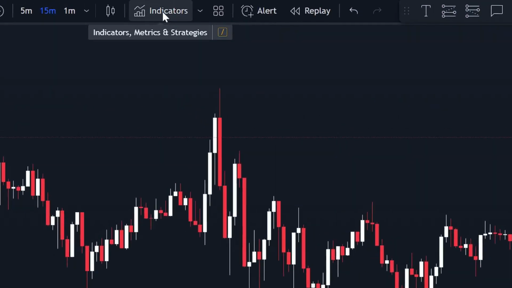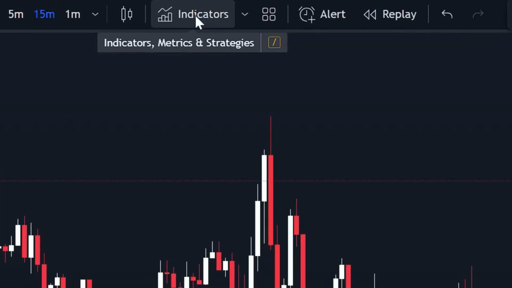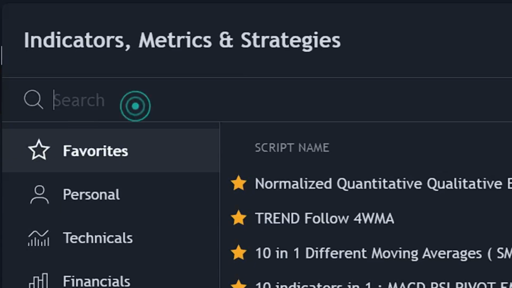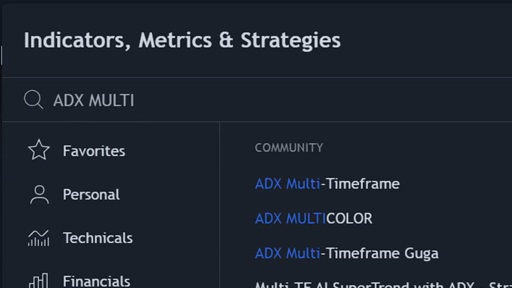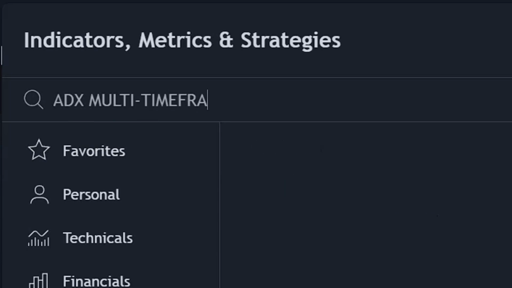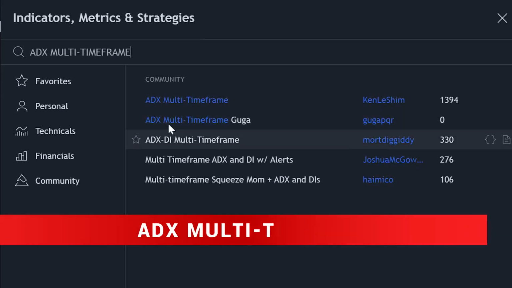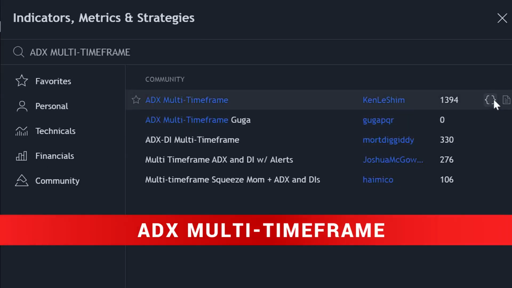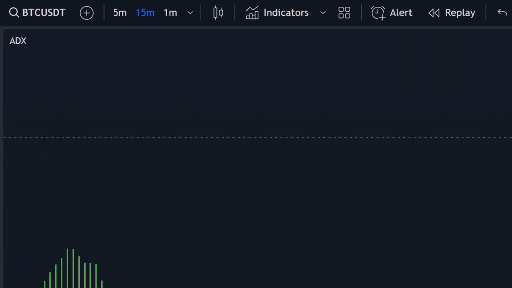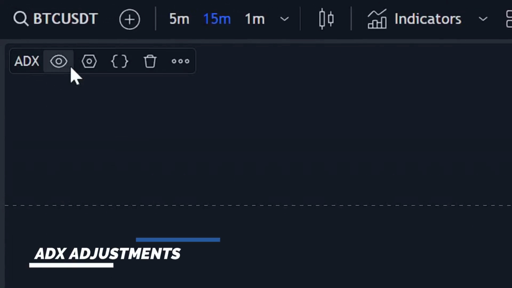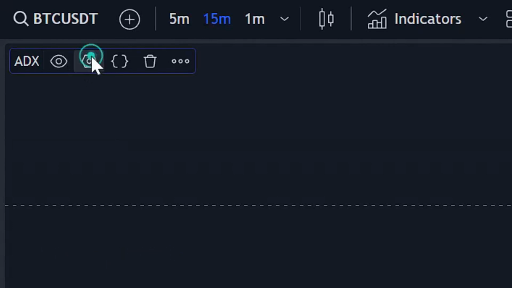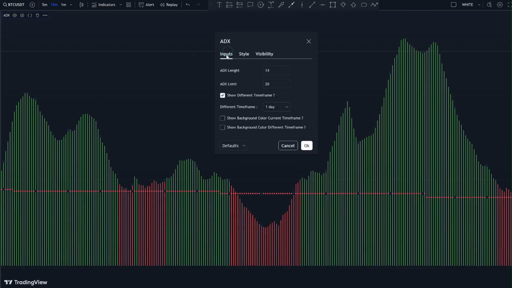Now let's head back to the indicators section again and add the ADX multi-time frame indicator to the chart. The ADX is a lagging trend detection indicator that indicates the strength of trends, which will help us filter out low potential signals. Now to precisely filter out these fake signals, let's head over to the ADX indicator settings. From the input section, we'll change the ADX limit to 21.